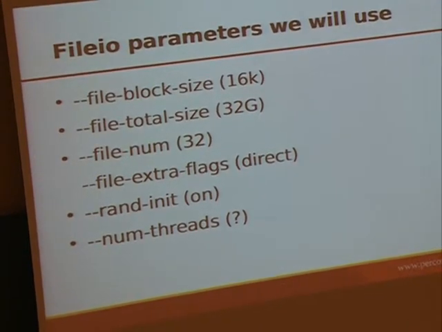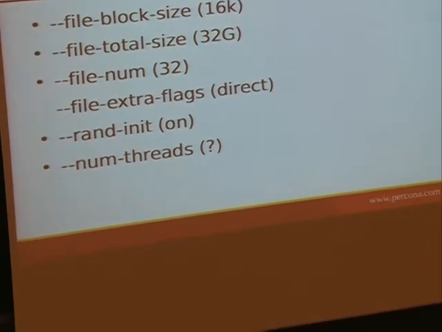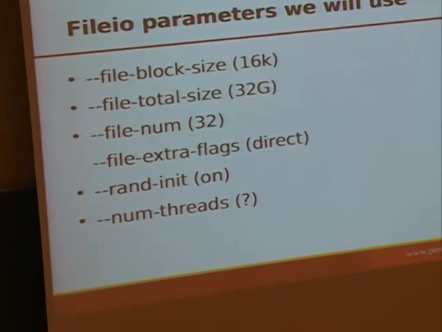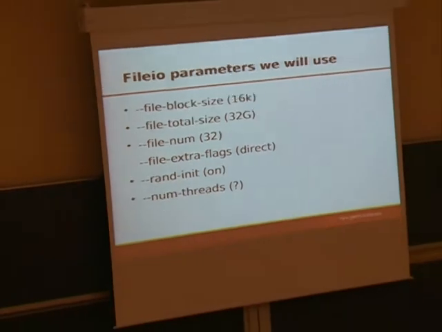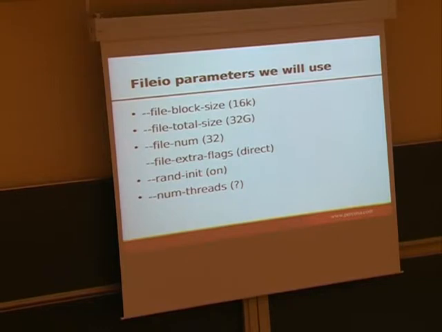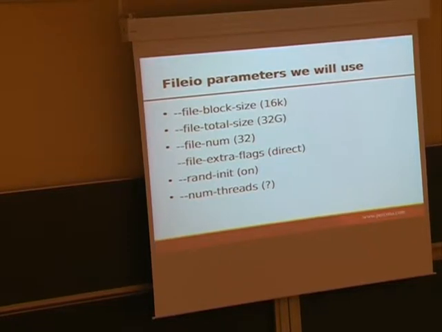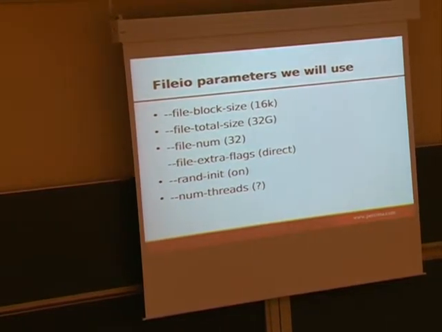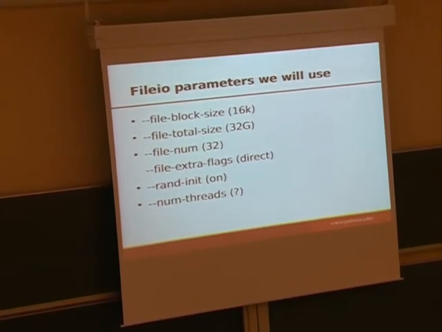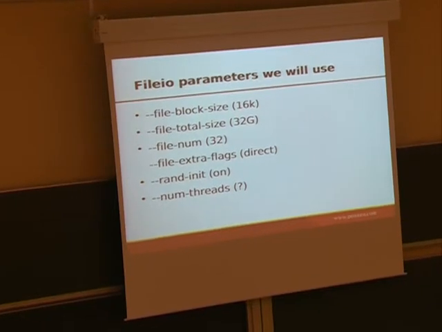There are some parameters which we will use during the benchmark. First is the block size. We will use 16K because that's the InnoDB page size. We will use the total size of files and the number of files. The number of files can be important because some file systems like ext3 and ext4 have a certain bottleneck on writing the inode table, so if you do it with only one file, you may hit that. And a database usually has more files as well. We will use direct I/O.